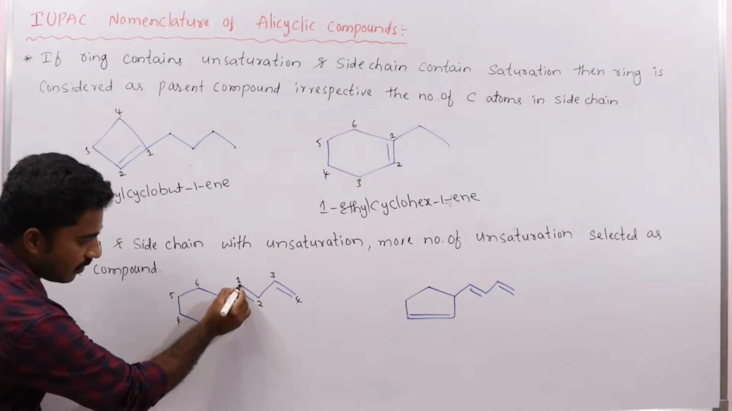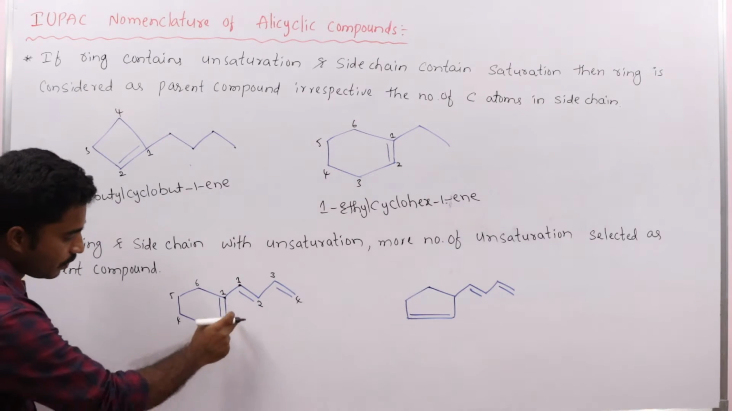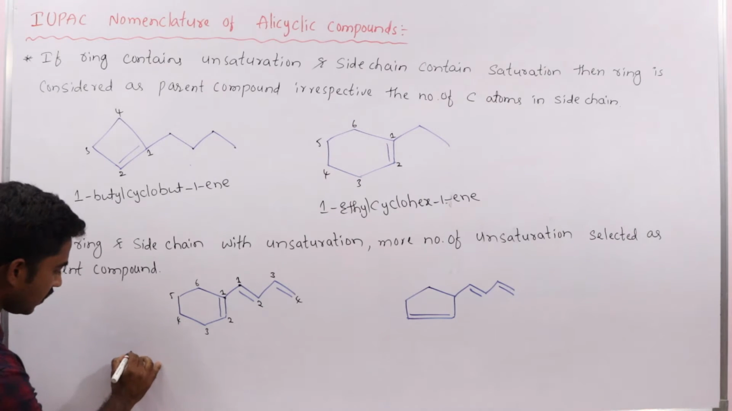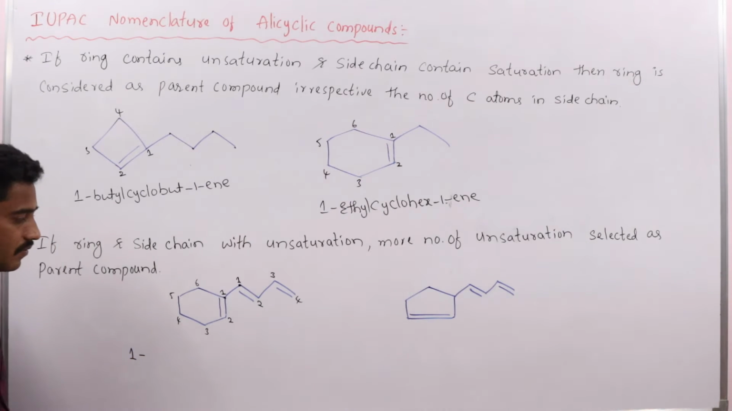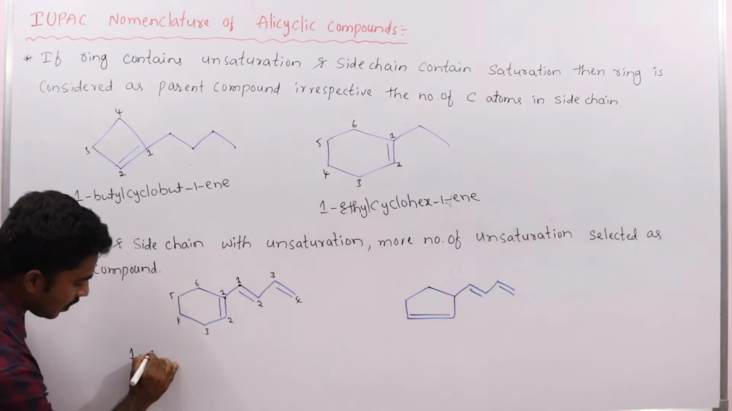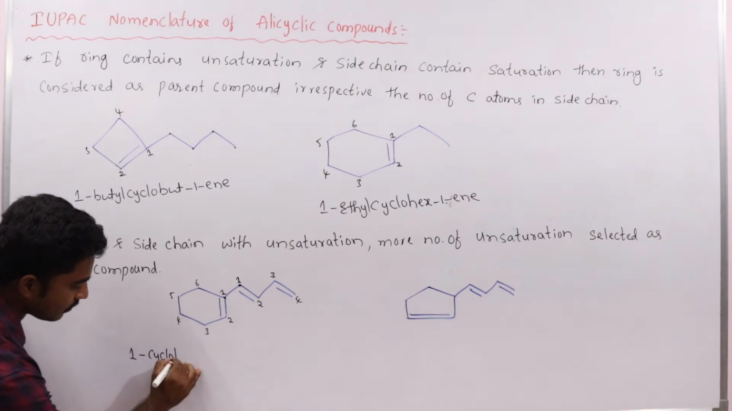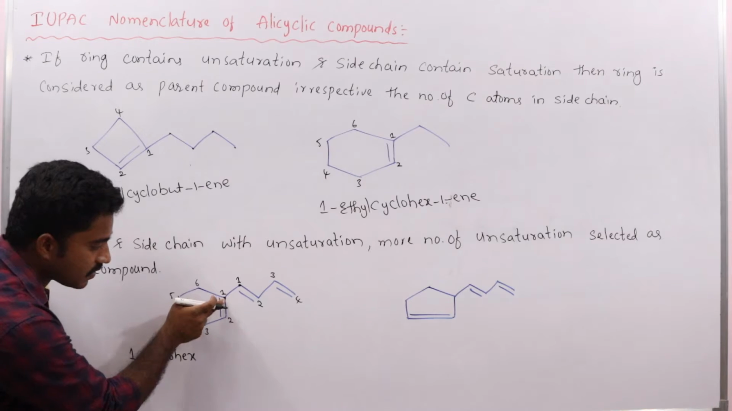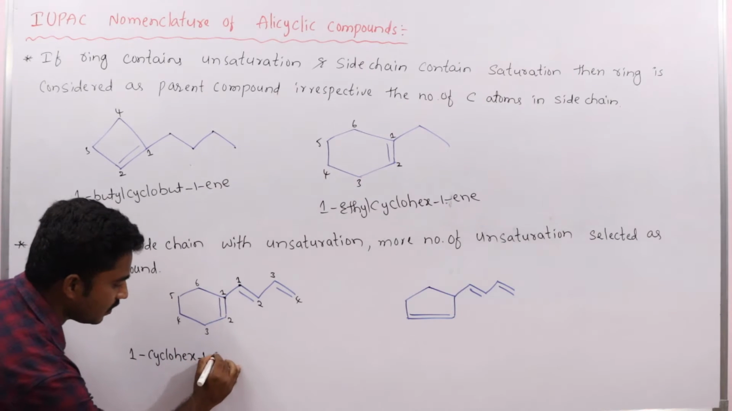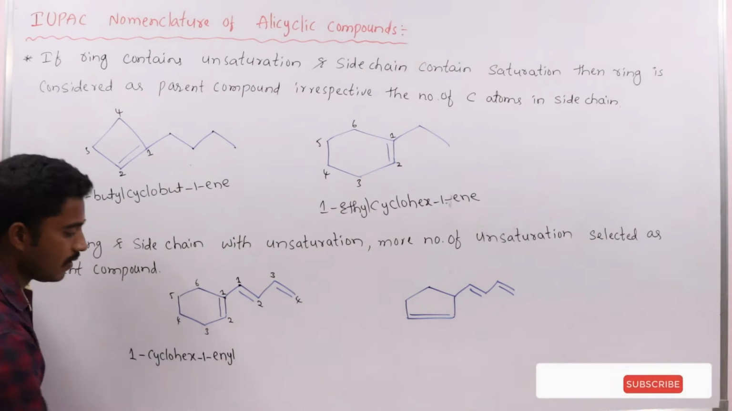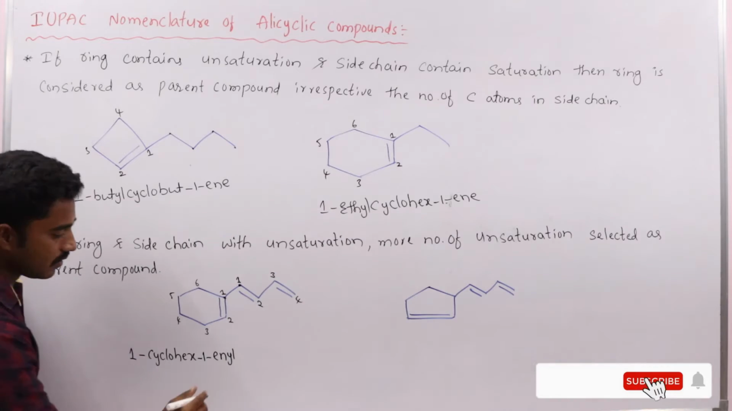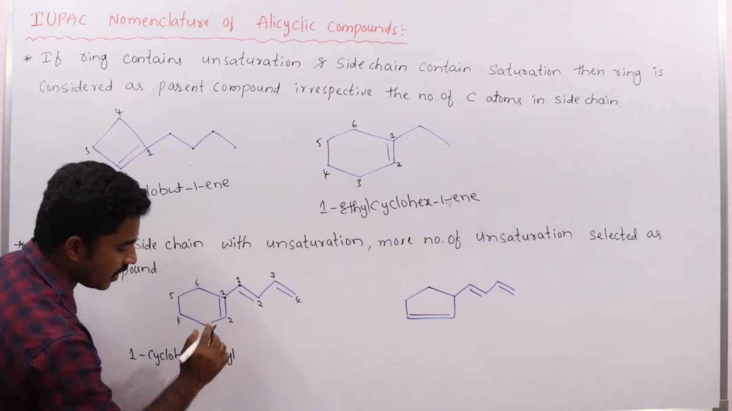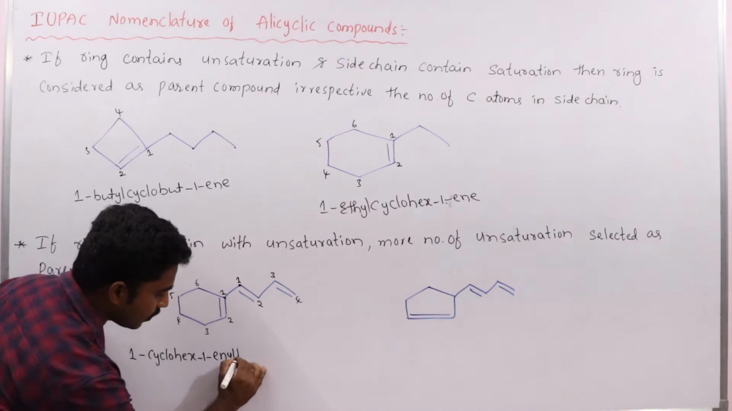At the first position of the parent chain, which group is there? A cyclohexenyl group is there. That's why we write 1 of the parent chain, the first position of the parent chain. Cyclohex, this double bond is present at the first position. That's why cyclohex-1-enyl. So what is the root word here? In the parent chain 4 carbons are there. That's why the root word is but.